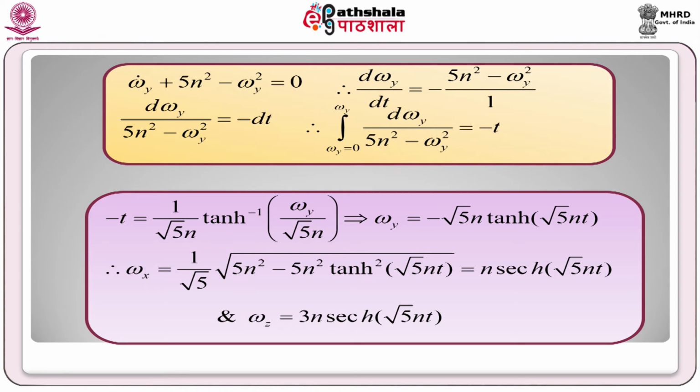square minus omega y square equal to minus t, or taking minus t on the left hand side, we get after integration that this is equal to 1 divided by root 5 into n tanh inverse of omega y divided by root 5 into n. On simplification, omega y can be written in this way. Putting the value of omega y in the expression of omega x, we get this result, which on simplification gives n sech root 5 nt. Similarly, omega z can be obtained.